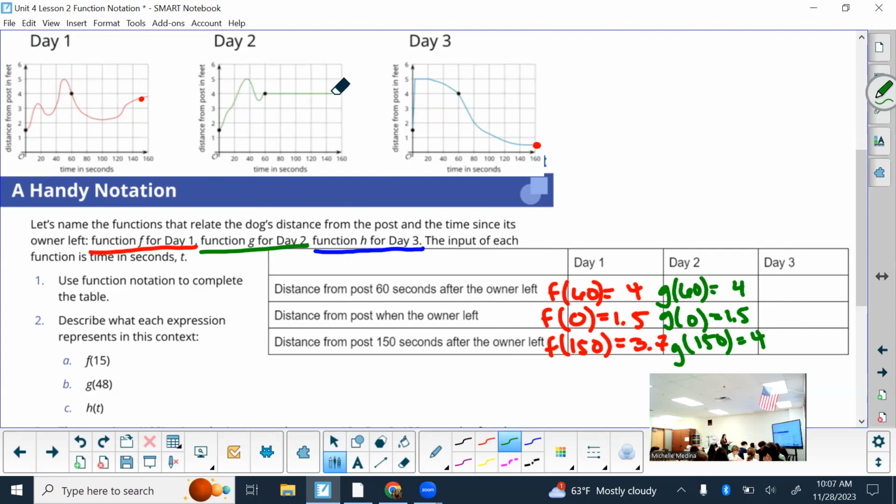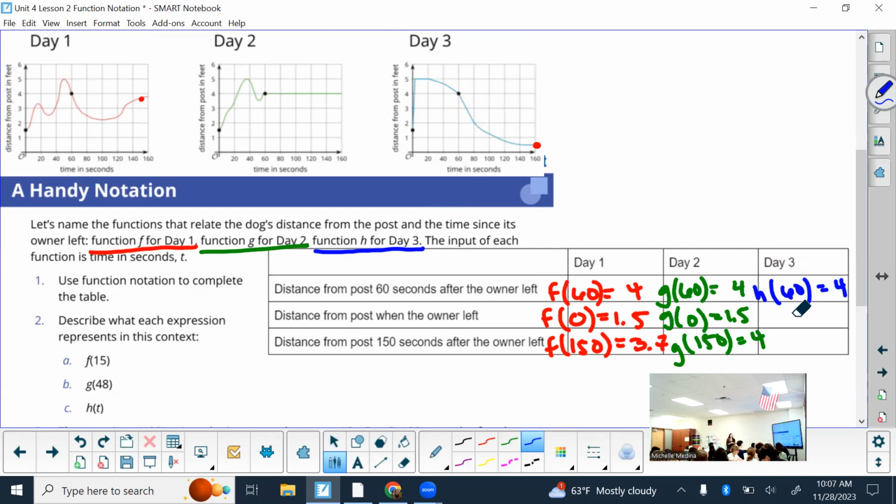Table 3 for day 3, what is it in function notation? H of 60 equals 4. So yeah, function H for day 3, 60 is the input. Is that 4 feet away?